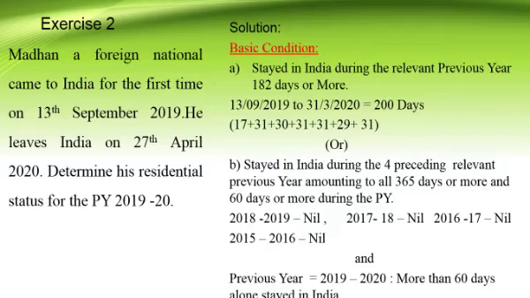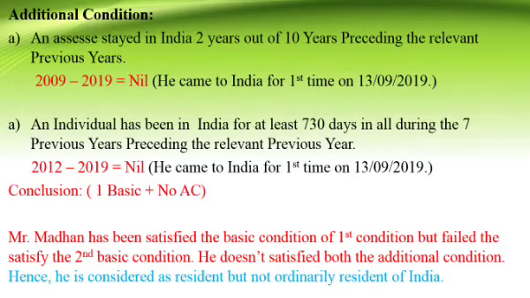The sum clearly states that he came to India for the first time, and before that he was in some other country. He is a foreign national, so it is easy to find out. In the past 4 years he has not stayed in India. That is why I stated that 2018-19 is nil, 2017-18 is nil, 2016-17 is nil, and the last one, 2015-16, is also nil. In the previous year 2019-20, more than 60 days alone he stayed in India. So we can conclude that he does not satisfy the second basic condition. He has satisfied only the first basic condition.